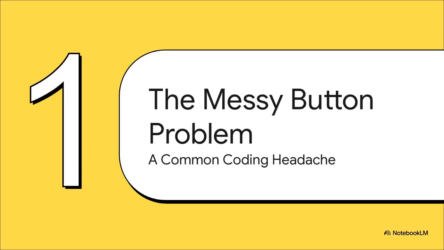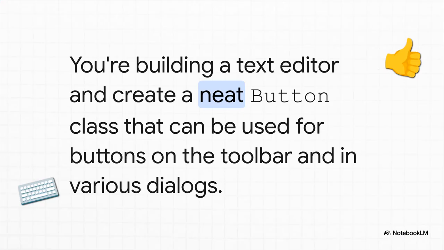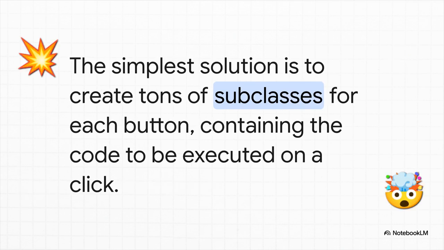Okay, so let's set the stage. We're going to start with a problem that I guarantee you've either run into before or you will at some point. It's a classic. So picture this. You're building a cool new text editor. You've got your main window, your toolbar, and of course, you need some buttons. You're a smart developer, so you start with a nice, simple, generic button class. Everything's looking good. But then, to make each button actually do something, you start making subclasses.